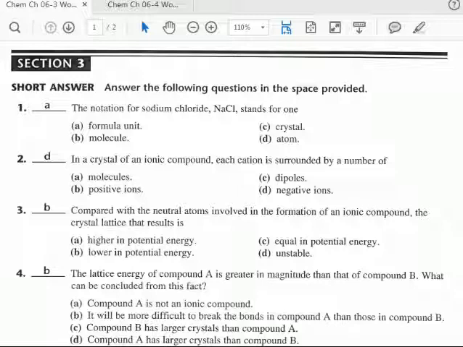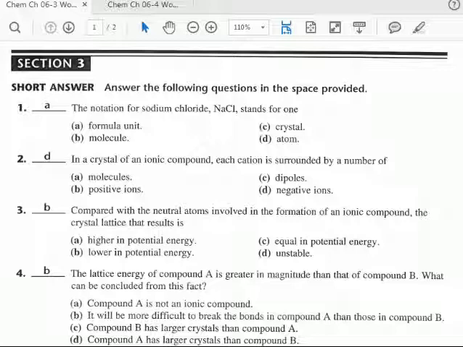Number 4 reads, the lattice energy of compound A is greater in magnitude. What is lattice energy? It's the amount of energy released during the formation of a crystal lattice. Why would there be energy released in the formation of a crystal lattice? Well, in number 3, last video, we identified that the only reason that a compound will form through bonds is that the bonded form is a lower energy configuration than the neutral lone atoms.